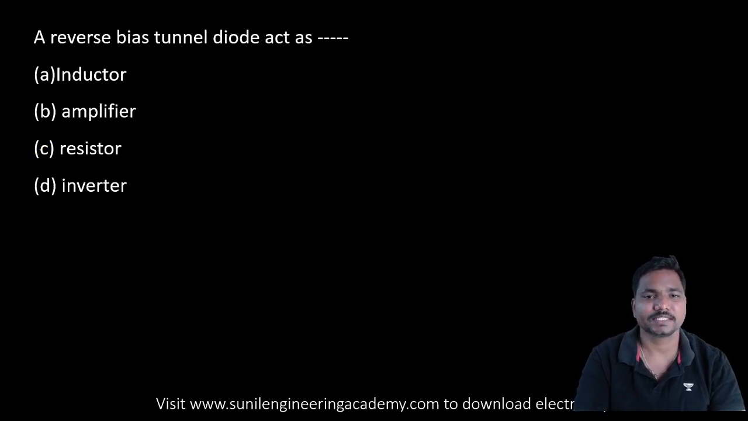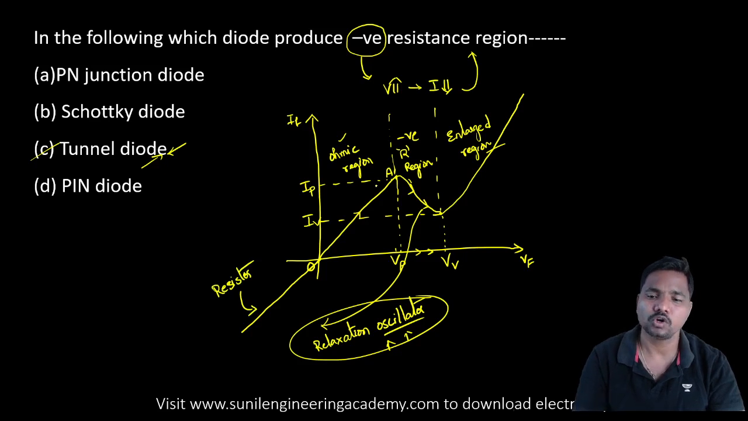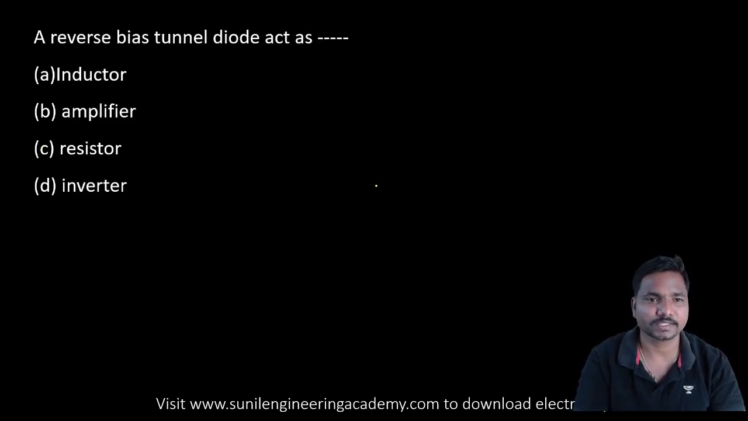The reverse bias tunnel diode acts as dash. In the case of reverse bias, as voltage increases in negative terms, current also increases in the same manner. So in reverse bias, it will just act as a resistor, for low values of the voltage. In both cases, reverse bias acts as a resistor.